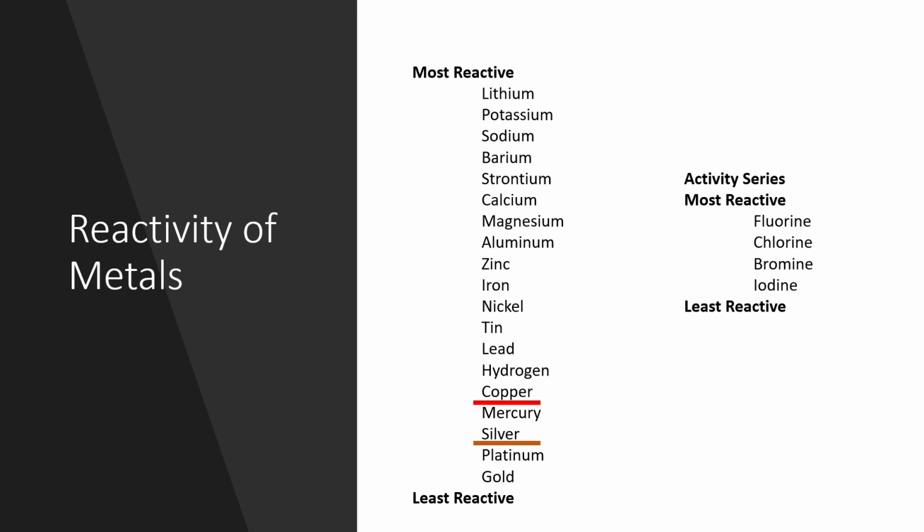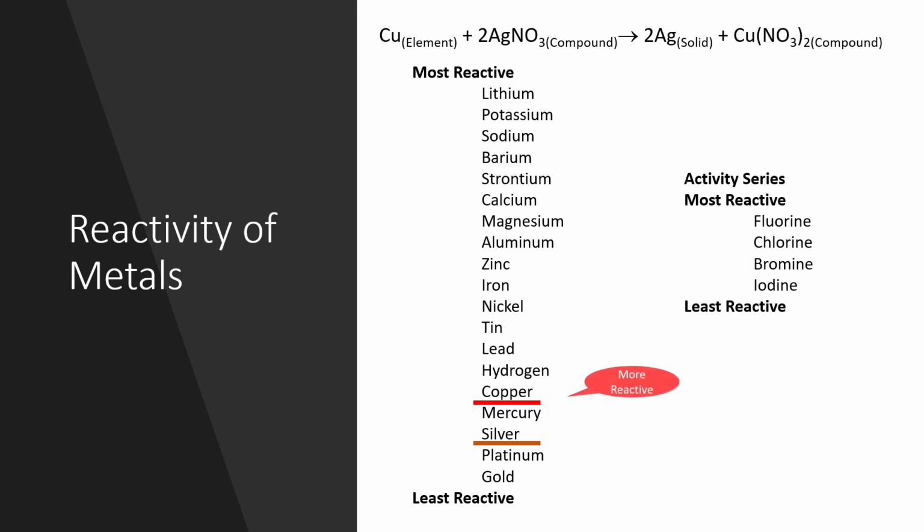So here, if you look at the list, I have just underlined copper and silver. Copper is higher than silver in the list, therefore it's more reactive. Or we can say lithium is more reactive than gold. So that's what we're going to look at, which is more reactive, which is higher in the series. That element will be more reactive. So copper is more reactive than silver. So here's the reaction that we had seen earlier. Copper reacting with silver nitrate to give you silver and copper nitrate. The more reactive element that is on top as an element by itself.